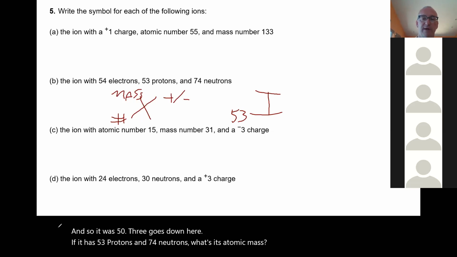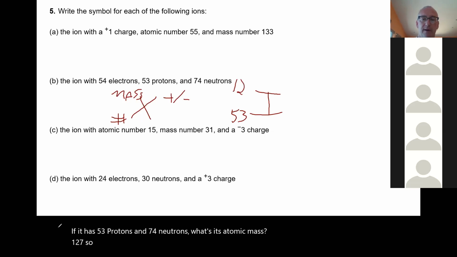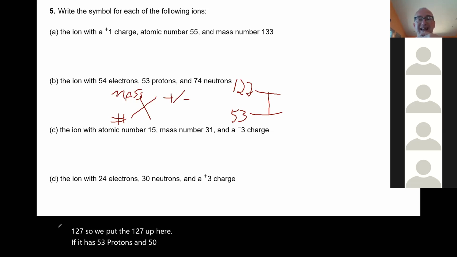127. So we put the 127 up here. Now, if it has 53 protons and 54 electrons, what's its net charge? Plus or minus?